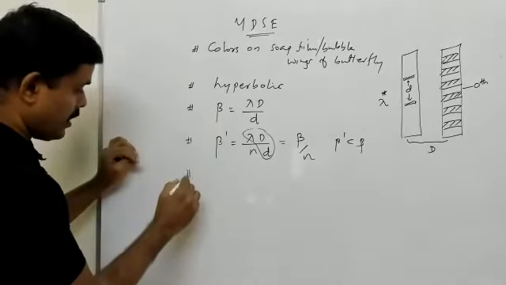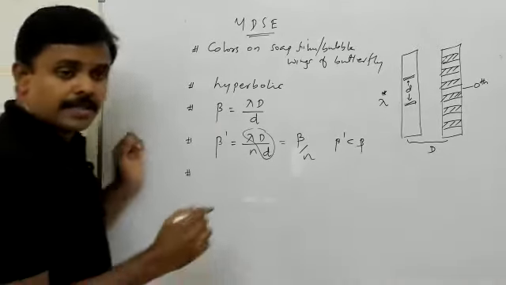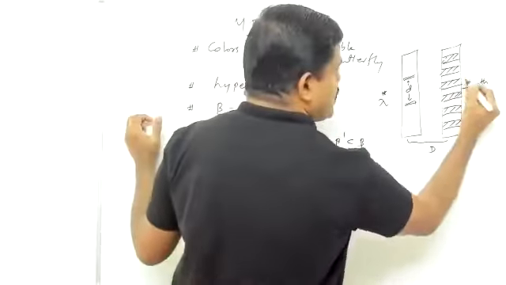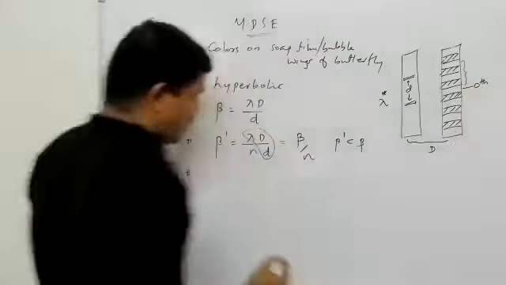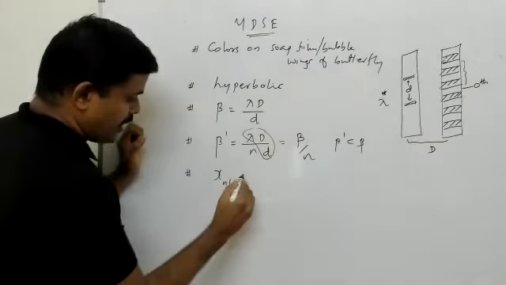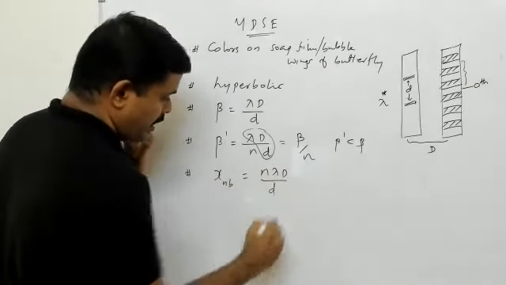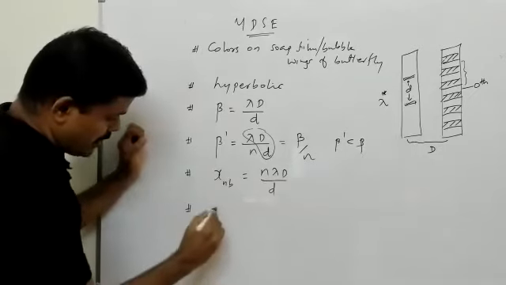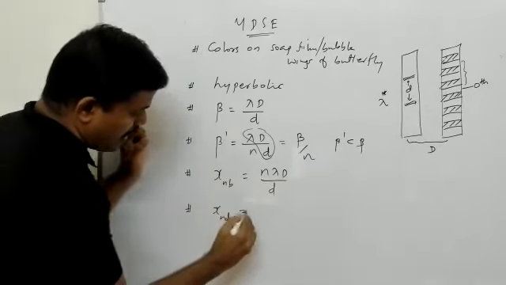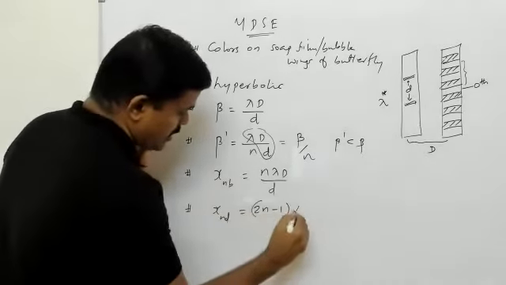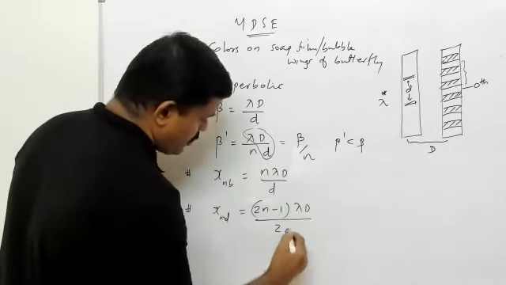Okay. And then the next point is the distance from the center to the nth bright band. Distance from the center to the nth bright band is n lambda D by d. Distance from the center to the nth dark band is (2n minus 1) into lambda D by 2d.